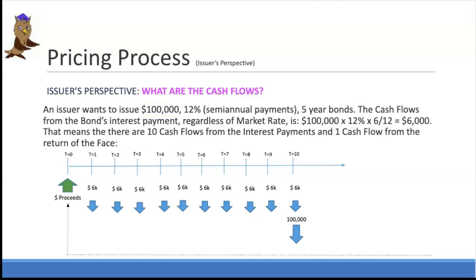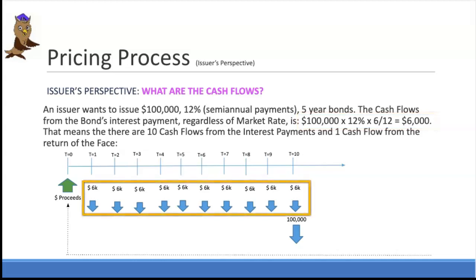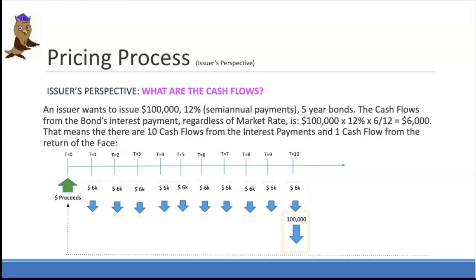The interest payments are a function of the contract rate of 12% divided by 2, since it is semi-annual payments, or 6%. So we multiply the 6% times the face amount of $100,000, resulting in a periodic, or 6-month, interest payment of $6,000. The bond will pay $6,000 each period from t equals 1 through t equals 10. Also, at t equals 10, the return of the loan is also done, in this case, $100,000.